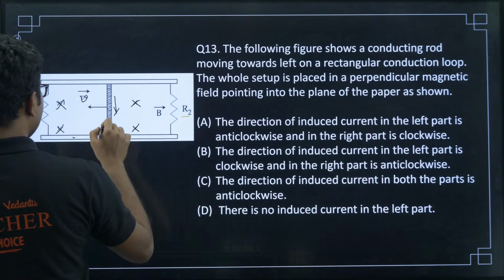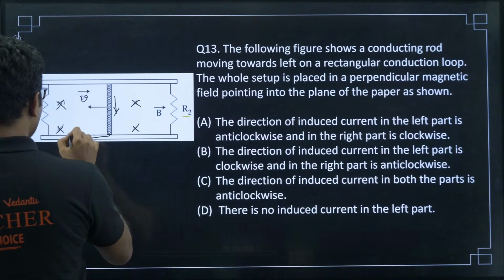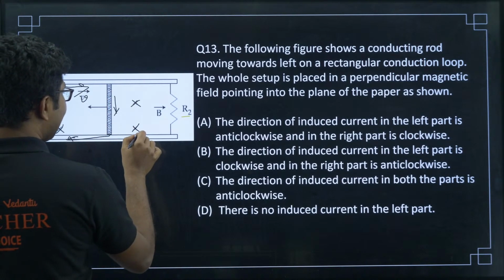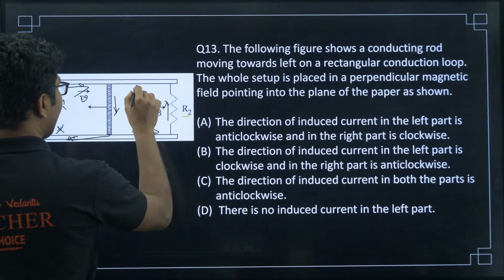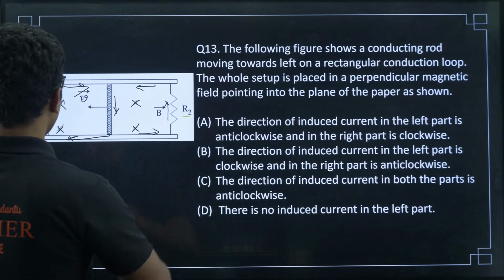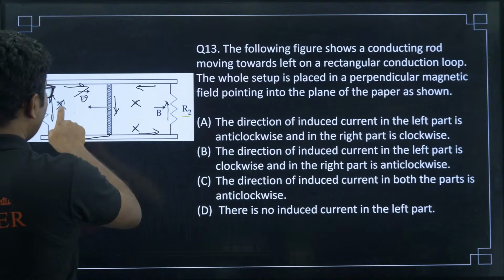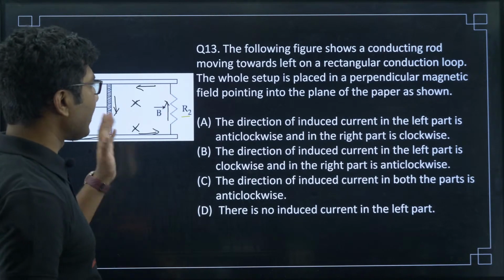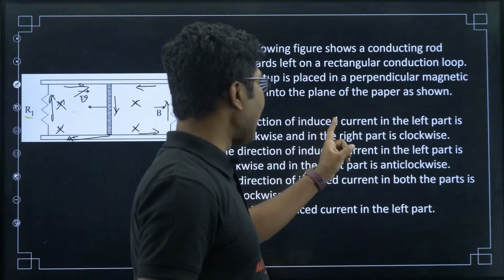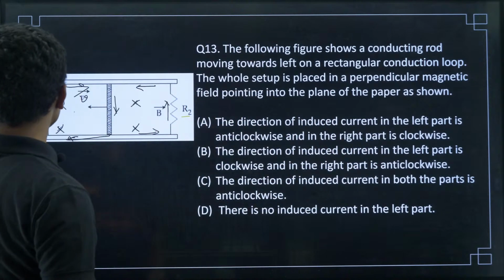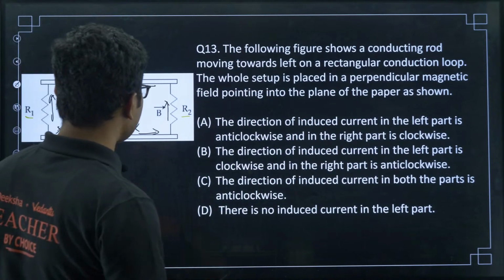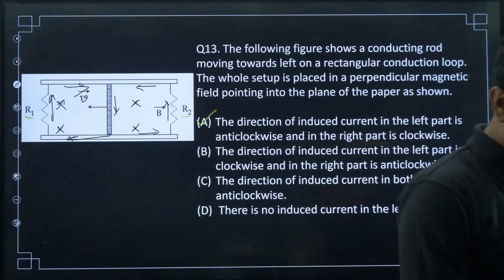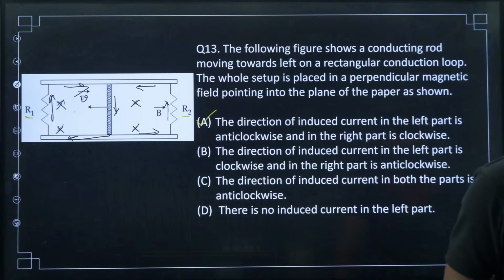Current in the downward direction means in this case it will be like this, and in this case it will be like this. Okay. So, it will be anti-clockwise for left side and it will be clockwise on the right hand side. Okay. For left hand side it is anti-clockwise and right part it is clockwise. Yes. So, option A is the correct answer. Okay. You can use right hand rule or any other rule that you think.